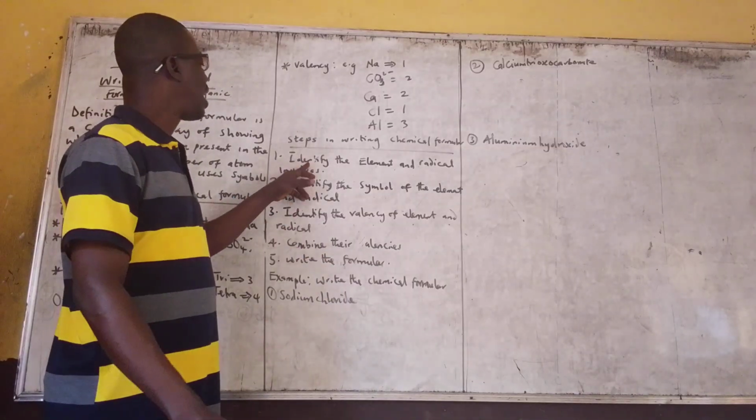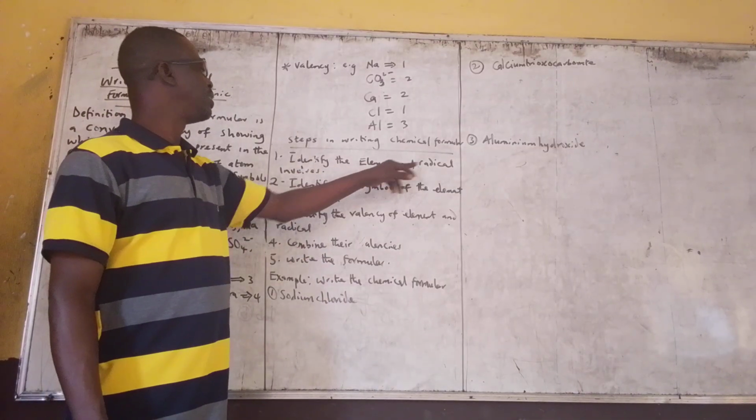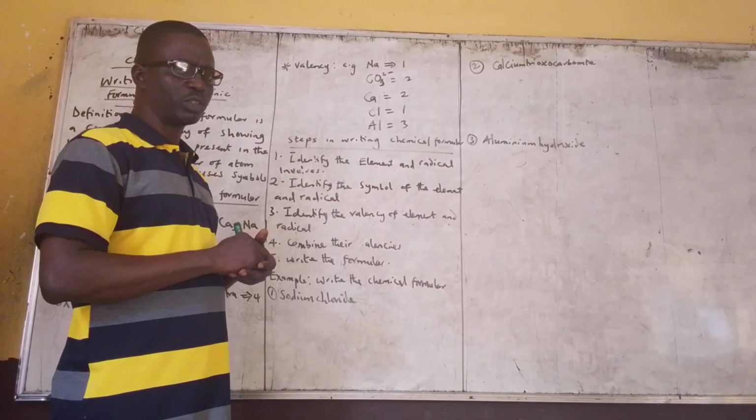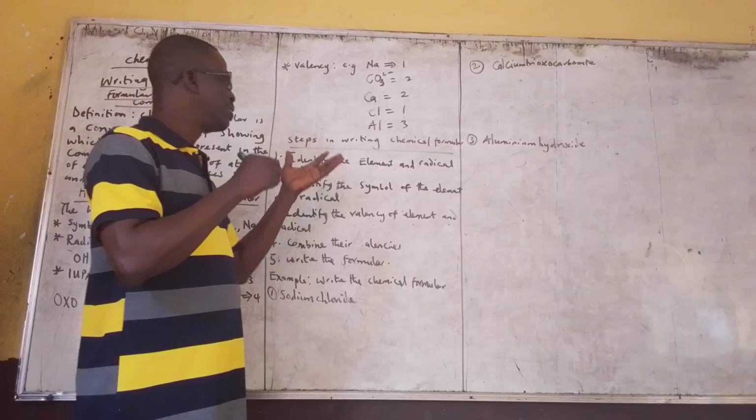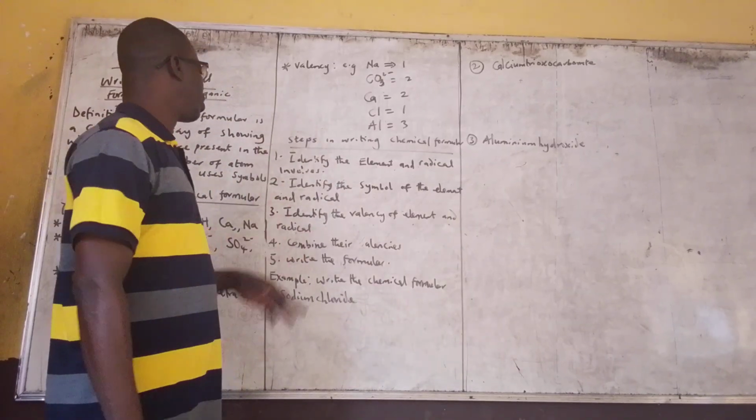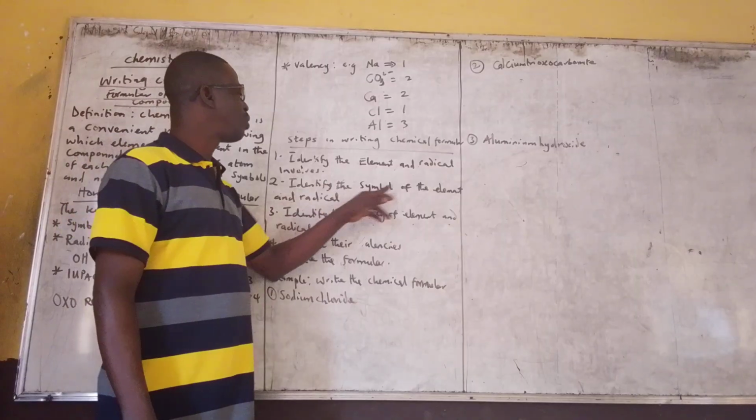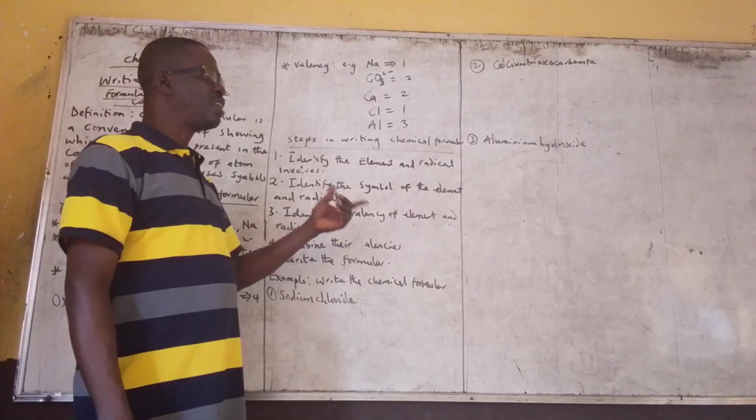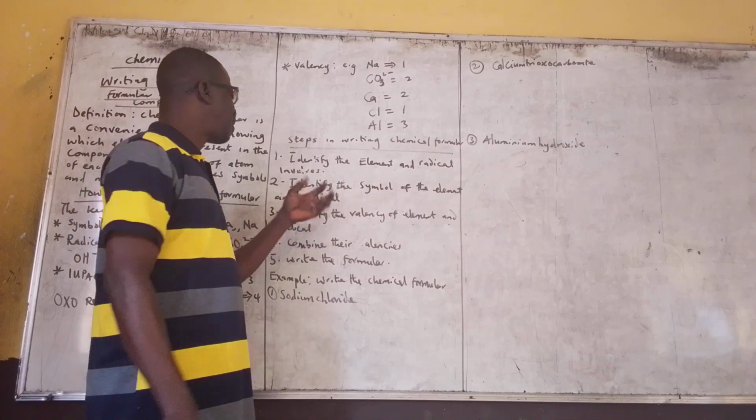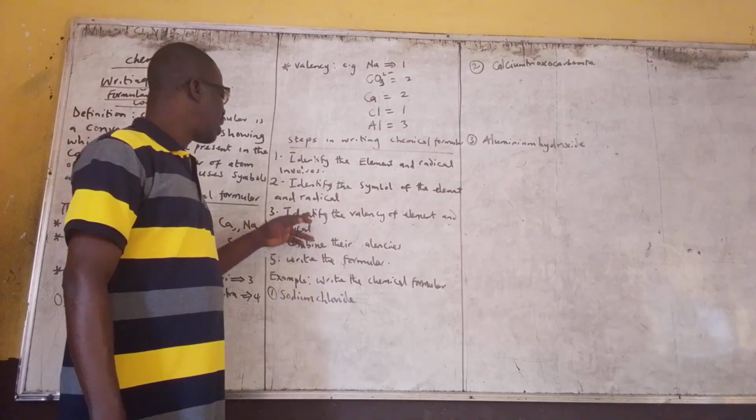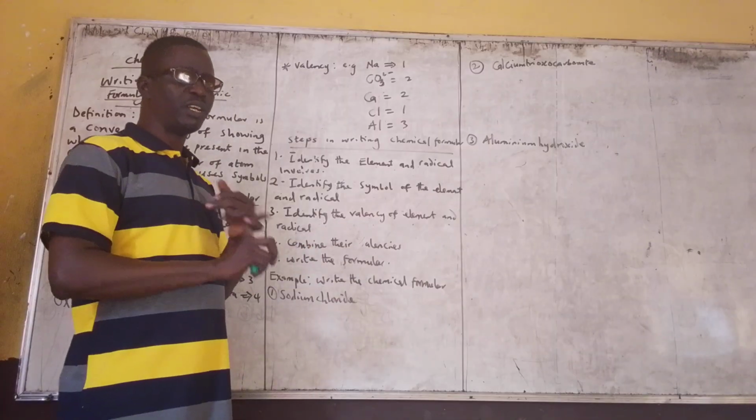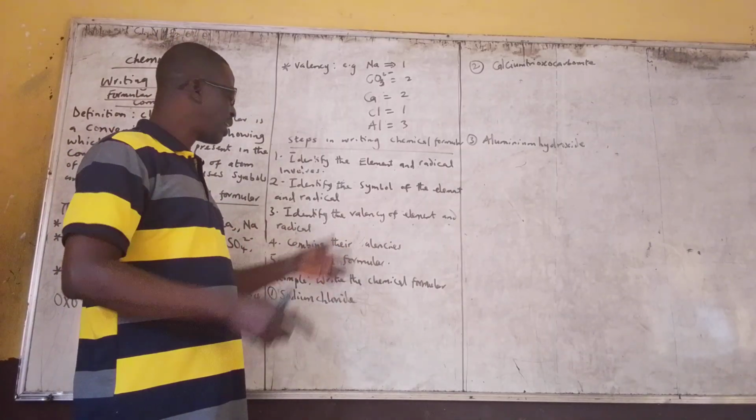Now, what are the next steps in writing the chemical formula? Step number 1 is to identify the element and the radical involved in the name given to us. Number 2, identify the symbols of the element and the radical that you have seen in the name. Then the next, identify the valencies of the element and the radical.